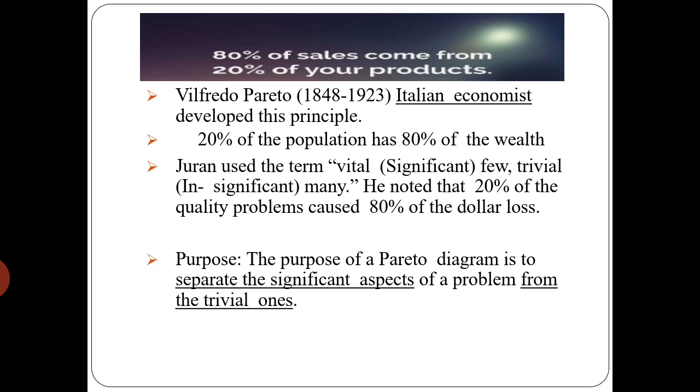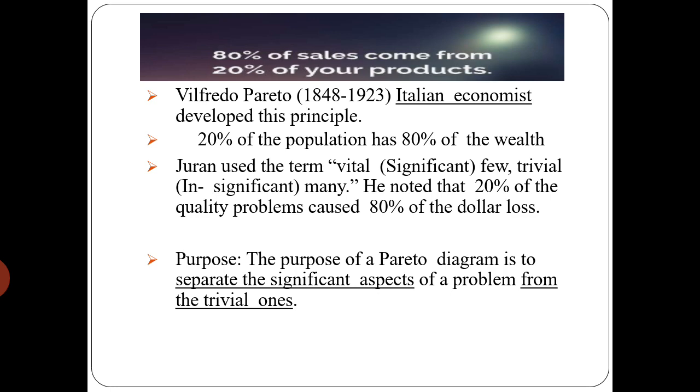Wilfred Pareto, an Italian economist, developed this principle. 20 percentage of the population has 80 percentage of the wealth. So to identify the 20 percentage of the vital or important population, we need to make use of the Pareto chart. Juran used the term vital, that is significant few, trivial or insignificant many. Vital few and trivial many.